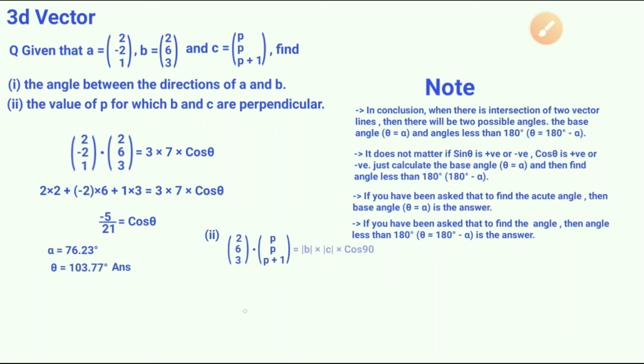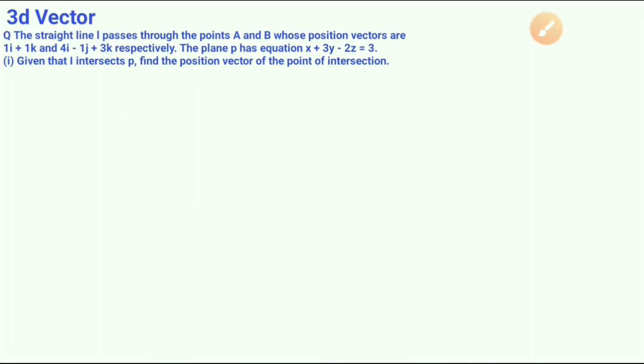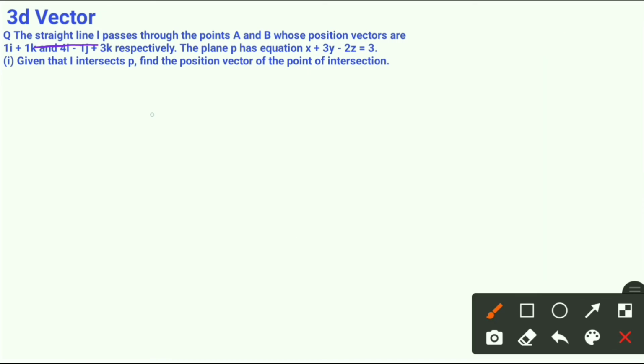So right here we have found the angle. Now part 2: the dot product equals 0, and then doing the calculation, you get the value of p. This is the answer. Okay, good luck. Now this question: the straight line L passes through the points A and B whose position vectors are this and this. The plane P has this equation. Given that L intersects P, find the position vector of the point of intersection. For the straight line L, you need to understand how to find the equation of a line.